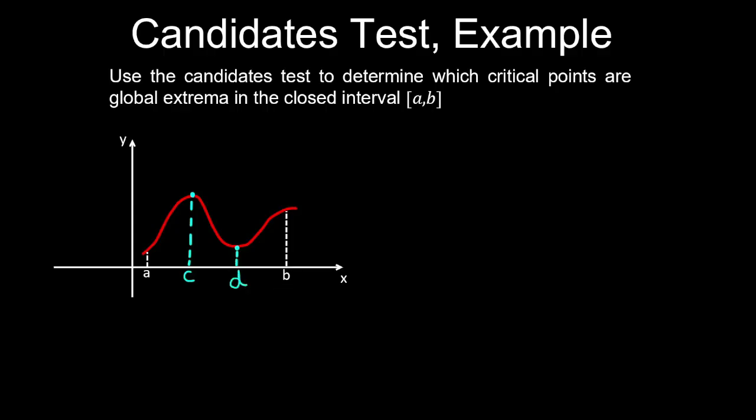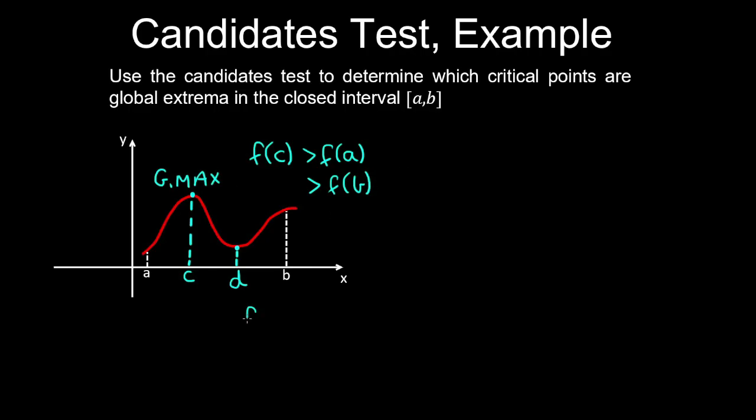So if we want to determine if this is a global maximum, what we do is check if f of c is greater than the values at the ends of the interval. So this value is clearly larger than f of a and f of b. So this is a global maximum.